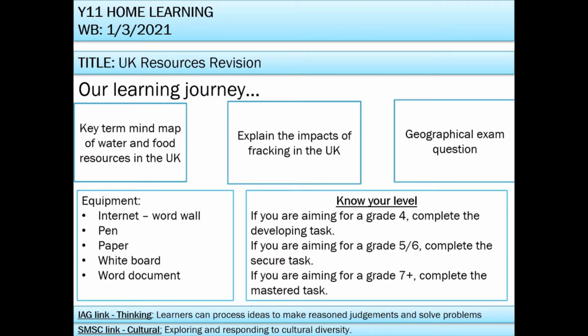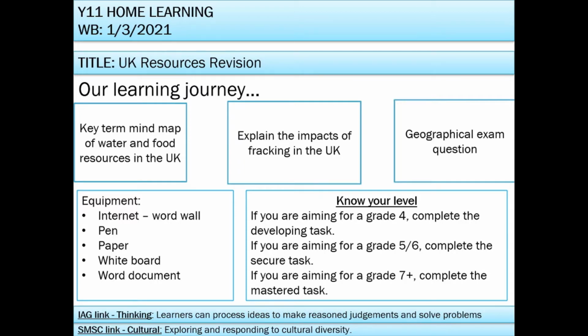We're then going to look at explaining the impacts of fracking in the UK. So, what has fracking done in the UK? Is it positive or negative? And then finally, we're going to use the information that we've revised through this lesson to then have a go at answering a geographical exam question.